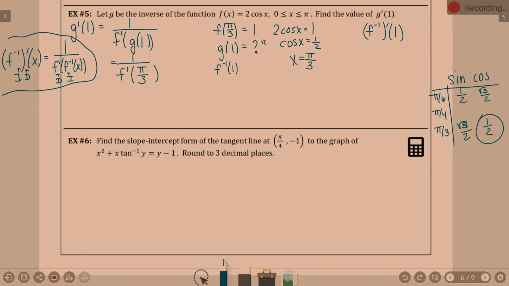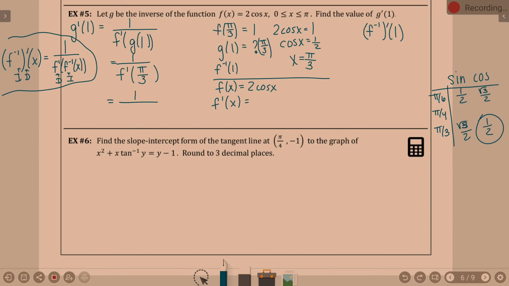Now, 1 over f prime of pi over 3. It's a constant, there's no x. No, f of x is 2 cosine x. You're not taking the derivative of that. We are taking the derivative of f, but you take the derivative when there's x before you plug it in. You don't take a derivative with an x value plugged in. Never, ever. So what's the derivative of 2 cosine x?